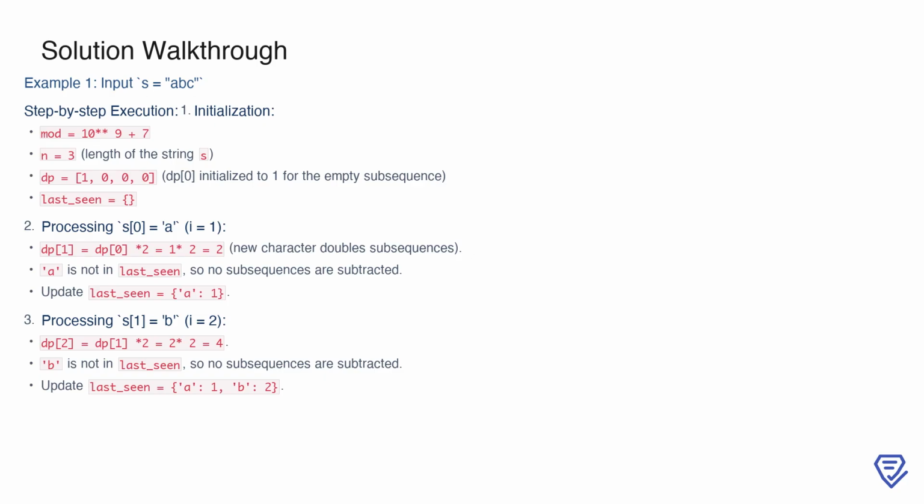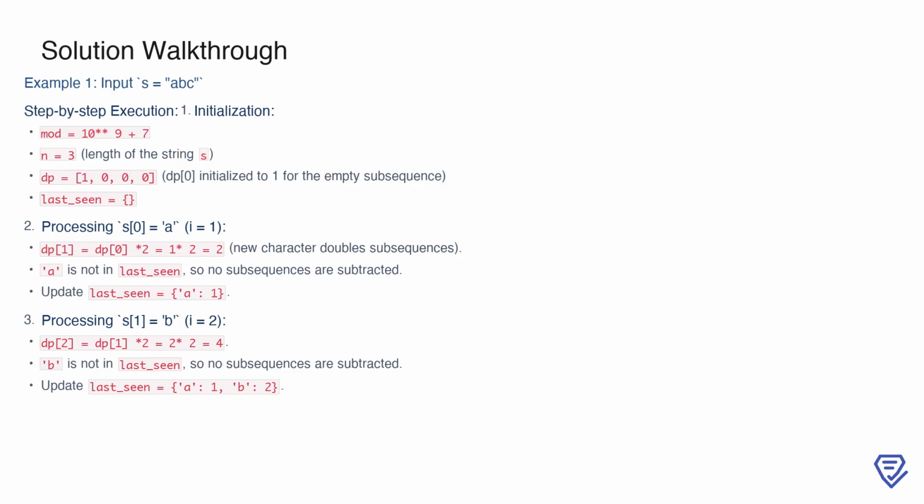Here, we start with the string ABC to calculate the number of distinct subsequences. First, we initialize our variables. The modulo value is set as 10 to the power of 9 plus 7 to handle large numbers. The length of the string is 3, and the DP array is initialized as 1, 0, 0, 0, where DP[0] is 1 because there's always one empty subsequence. The last_seen dictionary is empty initially as no characters have been processed yet.